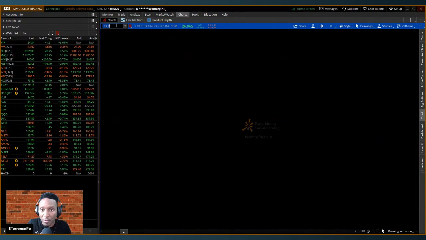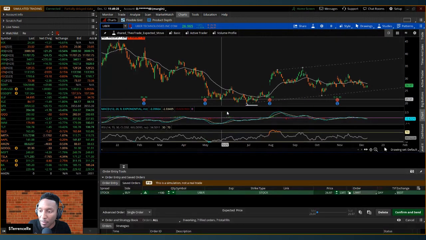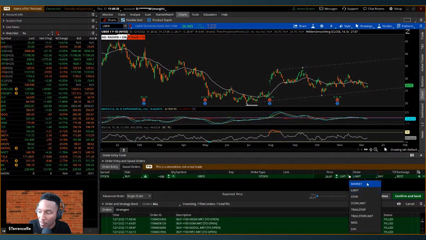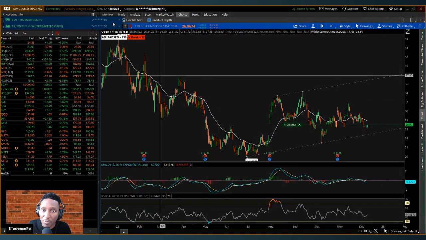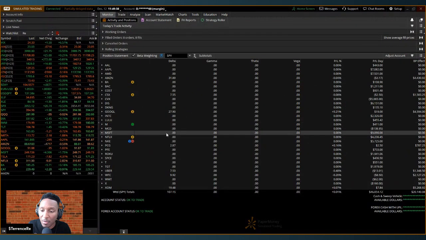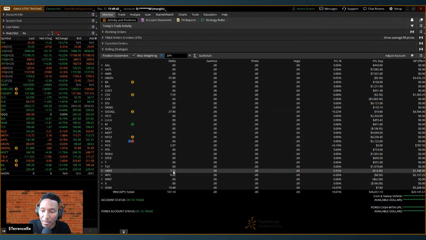Uber, that's the one. All right, buy Uber. Is that Uber? Yeah, Uber. Okay, so we're gonna market 100 shares. Now watch what happens. I'll go back over here to the monitor tab. Where's Uber? Should be on here somewhere. Right there. See it says 753, but I bought 100 shares.